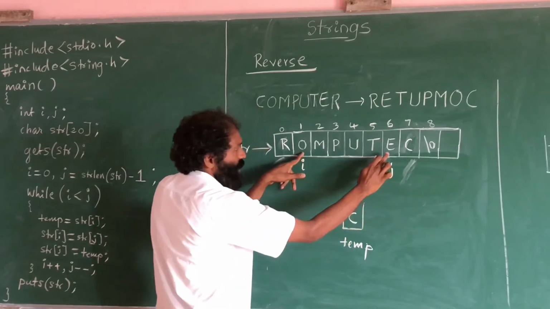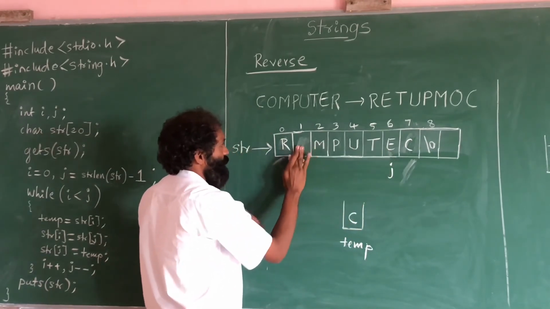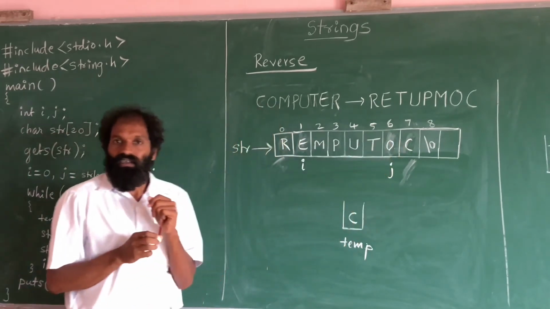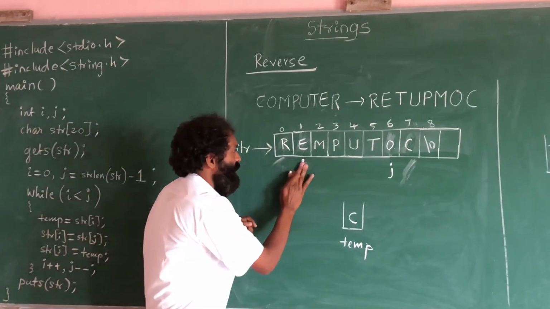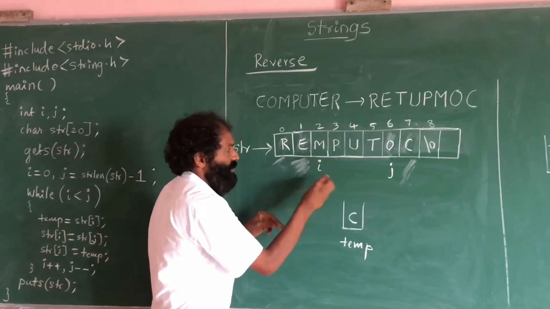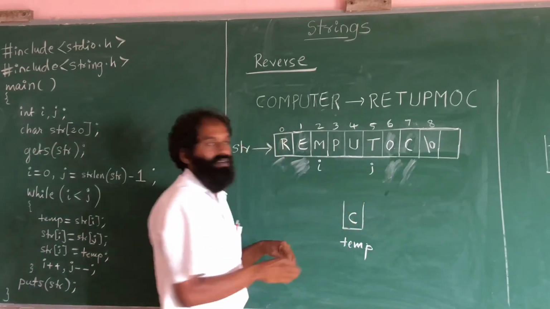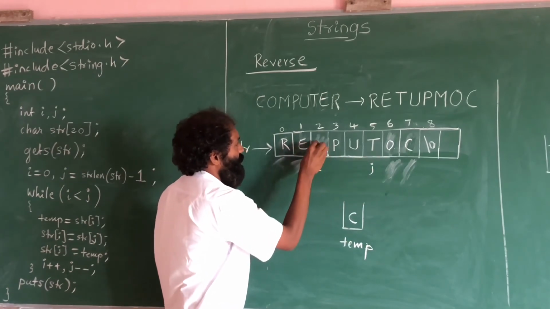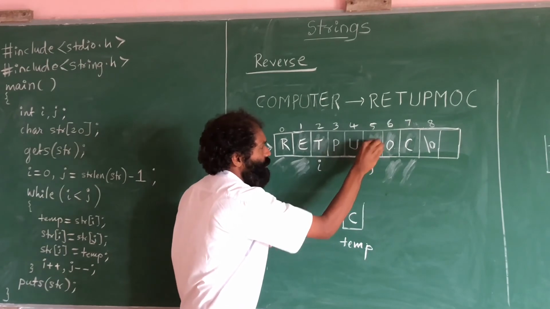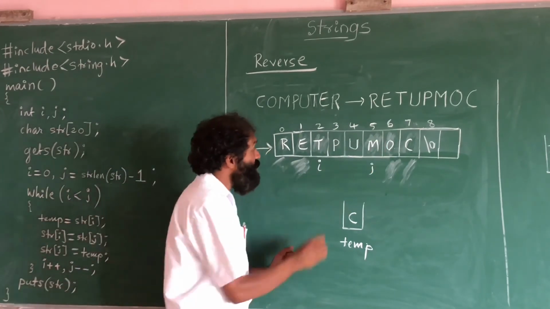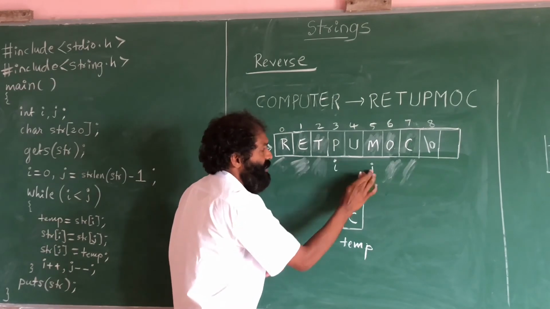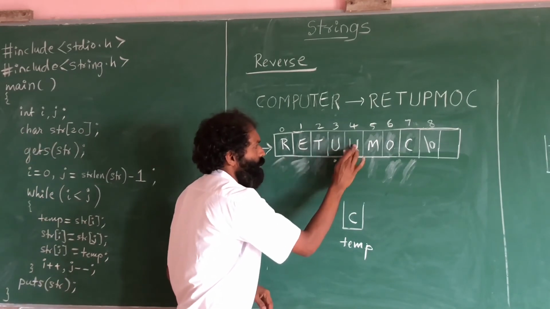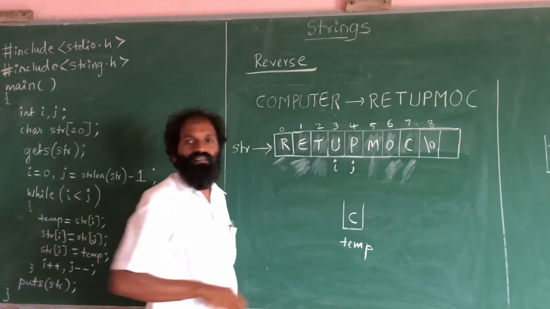So now these two exchange. This E will come here. O will come here. Right? Again, I is incremented. J is decremented. Again do the same thing. Exchange this. T will come here. M will come here. Right? Again do the same. I is incremented. J is decremented. So U will come here. P will come here. Right?